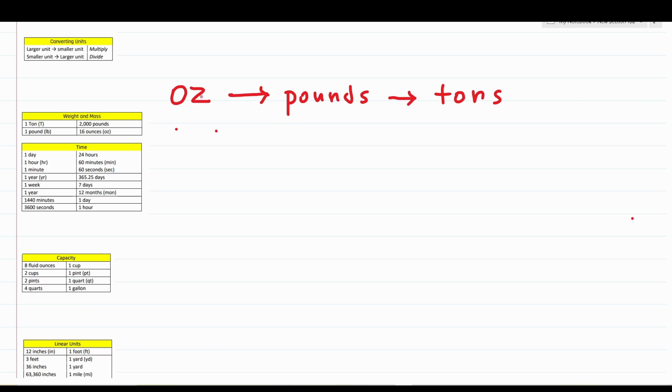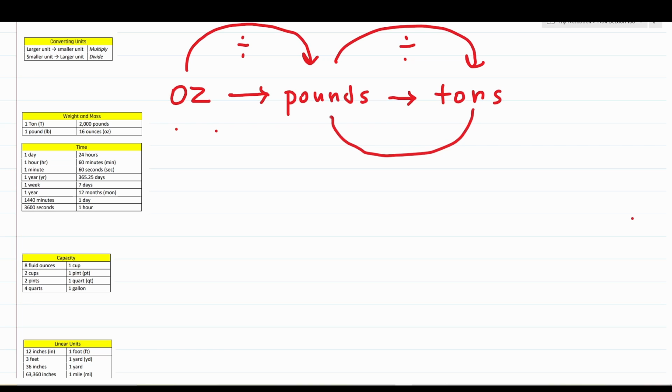So in other words, to convert from ounces to pounds, again, we're going from a smaller unit to a bigger unit, we would divide. To go from pounds to tons, again, we're going from a smaller unit to a bigger unit, we would divide. To go from tons to pounds, we're going from a bigger unit to a smaller unit, we would multiply. And to go from pounds to ounces, again, we're going from a bigger unit to a smaller unit, we would again multiply.